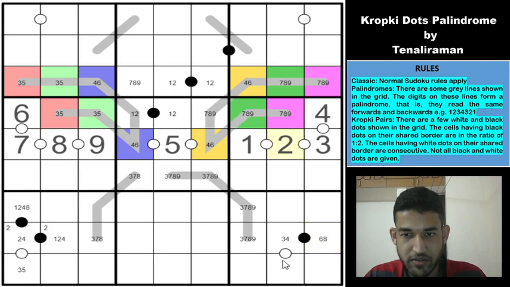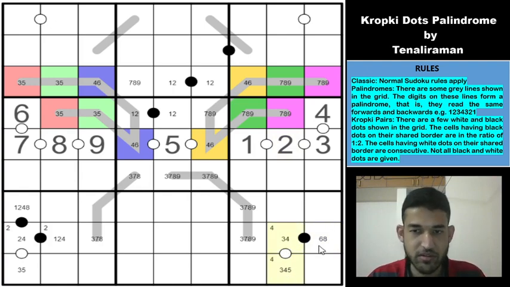So there is a 2 here, which means that if it's a 3, this will be a 4. And if it's a 4, this must be 3 or 5. So which means that one of these cells will be a 4.